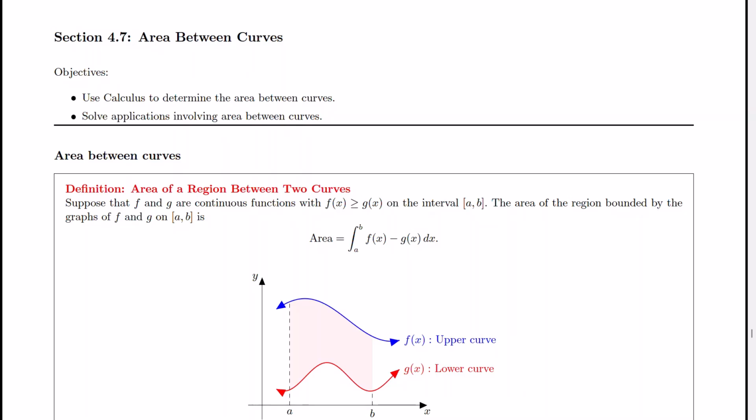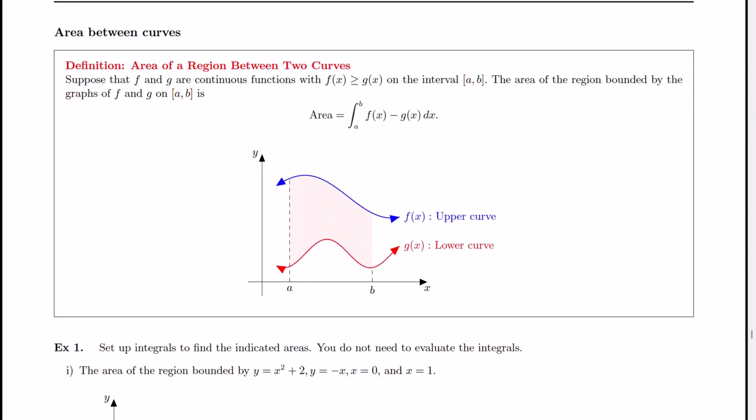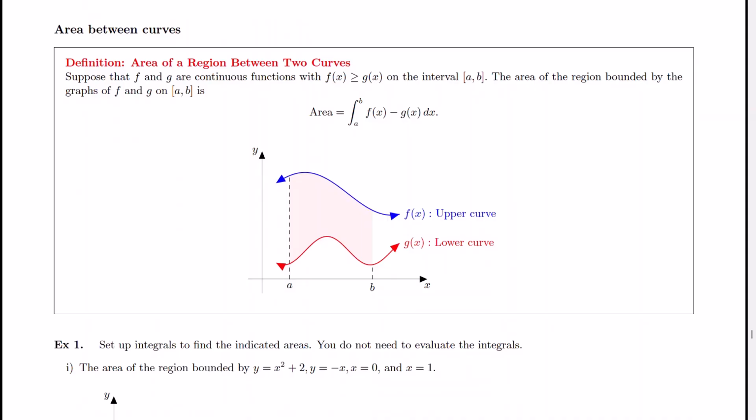Section 4.7, Area Between Curves. We have two objectives in this section. The first one is to use calculus to determine the area between curves, and the second one is to solve applications involving area between curves. So let's start with the first objective, which is the area between curves.